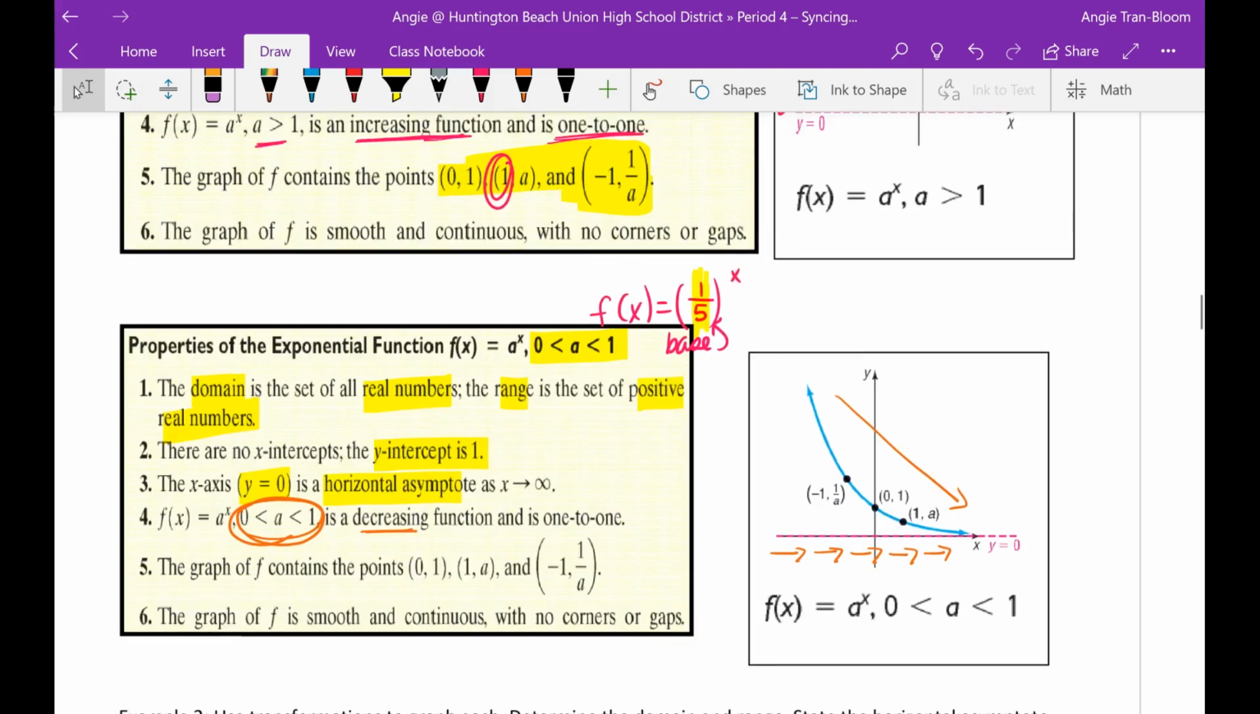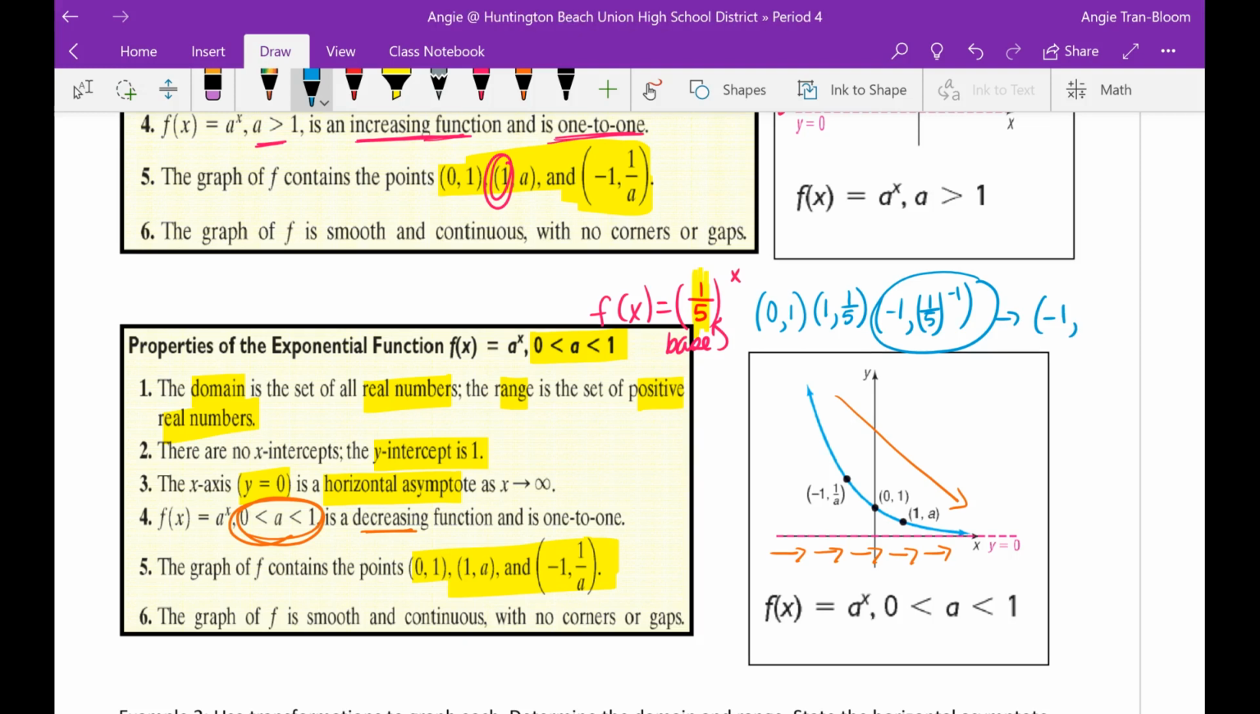Again, your graph will contain the same 3 points as earlier, except, so let's use our 3 points. When x is 0, 1/5 to the 0 power is 1. Any number raised to the 0 power is always 1. When x is 1, 1/5 to the x is now 1/5. Notice how that is different. Then when x is -1, you have 1/5 raised to the -1, which means this point is really -1. And what happens to that fraction?